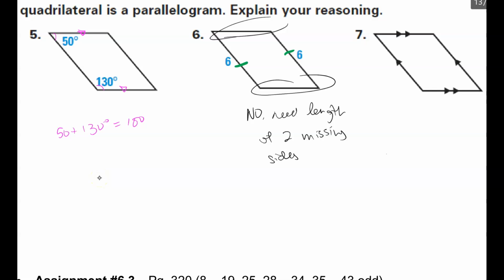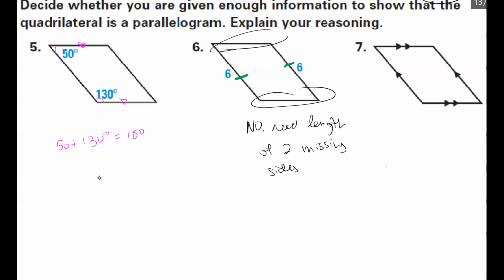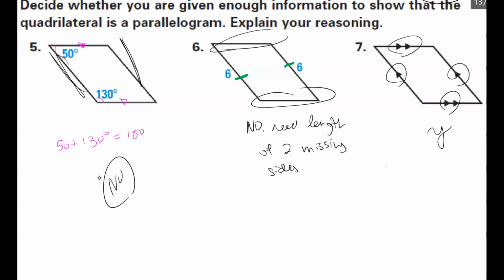So, unfortunately, we don't have enough information, right? Just because those 2 lines are parallel to each other, it doesn't mean that we know the other 2 angles, right? It doesn't mean that these 2 lines are parallel, so we don't have enough information. Versus here, this is the definition of parallelogram. 2 sets of opposite sides that are parallel to each other. Perfect.